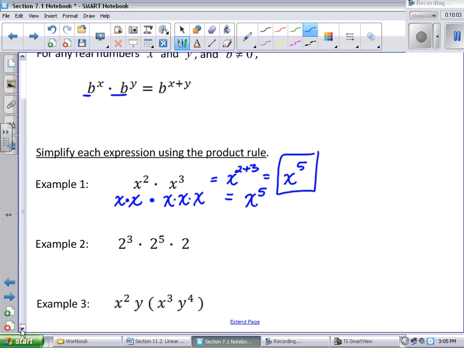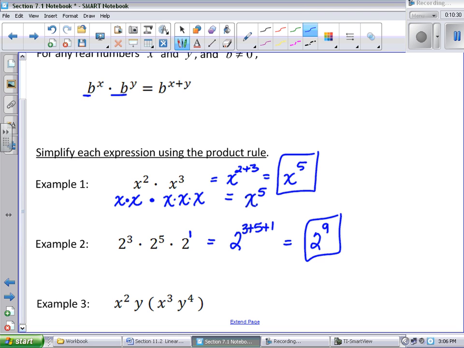In example 2, we have 2 to the third times 2 to the fifth times 2. Remember, just plain 2, that's one factor of 2. Our exponent there would be 1. We keep the same base, all of them have base 2, and we add the exponents, 3 plus 5 plus 1, which gives us 2 to the ninth.